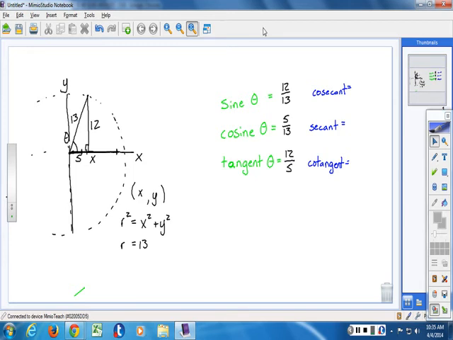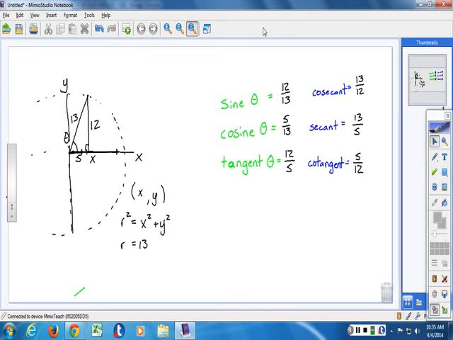Yep, because opposite over adjacent. Yeah. And now that we've got the other ones, flip them. Yeah, flip them. 13 over 12, 13 over 5, 5 over 12. Whole thing is done, all 6 of them.